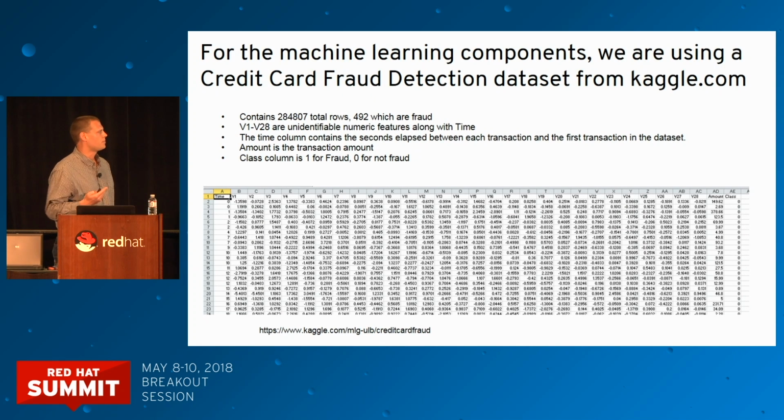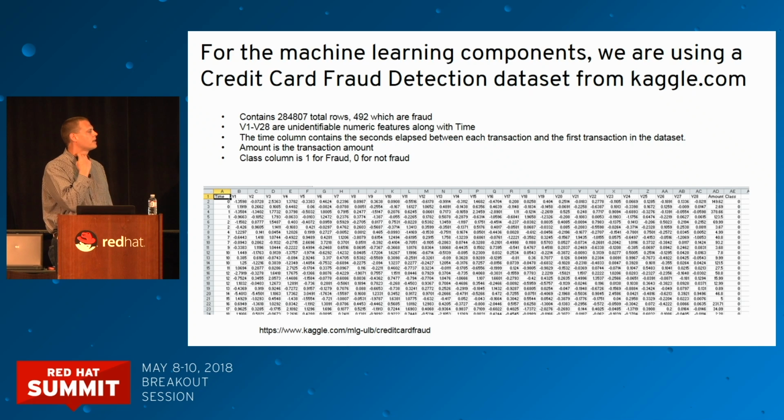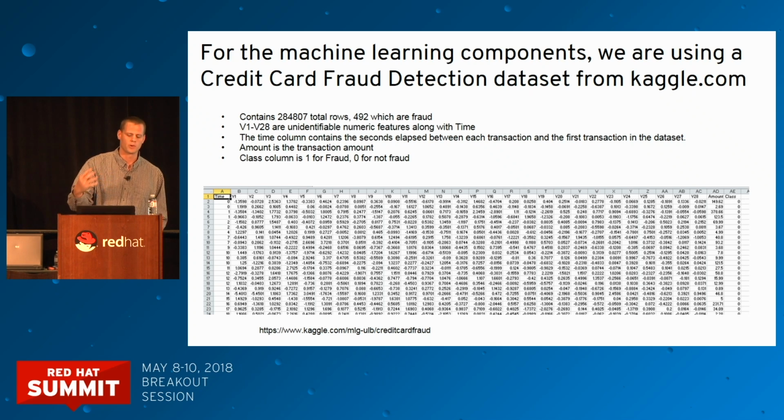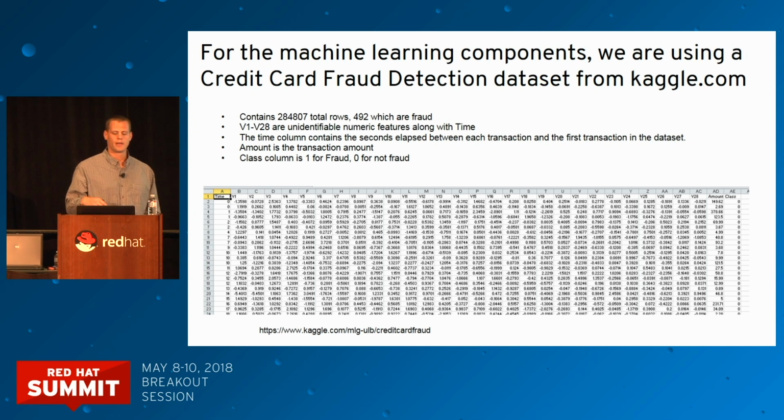In terms of the POC, we used a data set off of Kaggle.com. There's a credit card fraud detection data set that a UK company put out there, and they anonymized 28 numerical features. So you don't know what they are, but you know that they're numbers. They did provide the amount of a transaction and the time from the first transaction.